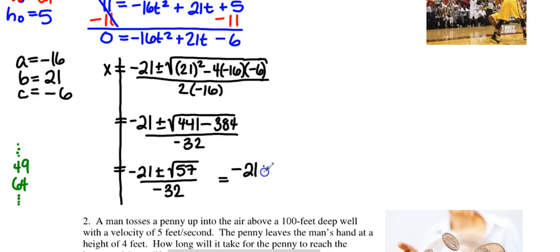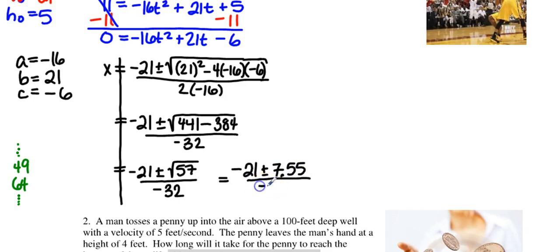So that's negative 21 plus or minus. In my calculator, I'm going to do the square root of 57. It will be a decimal. So take a second and please do the square root of 57. You will get a decimal. Square root of 57 comes out to be 7.5498. So we're going to round that to 7.55.